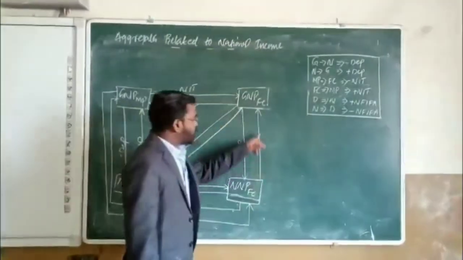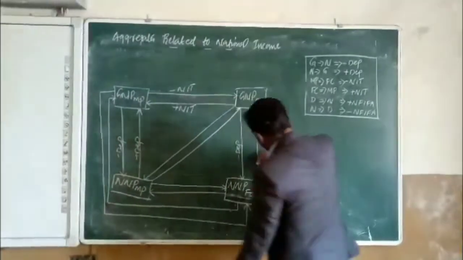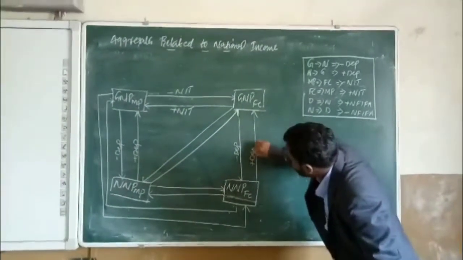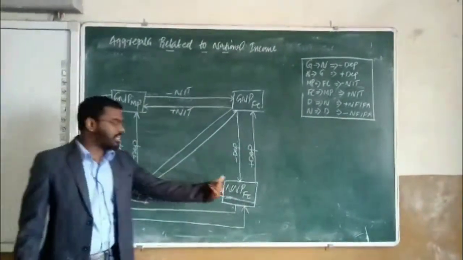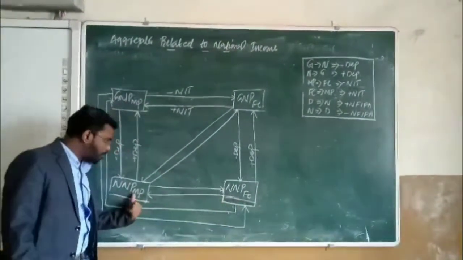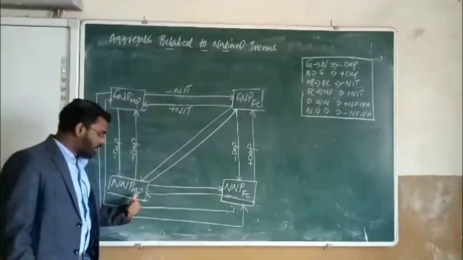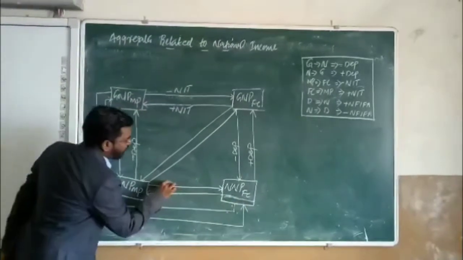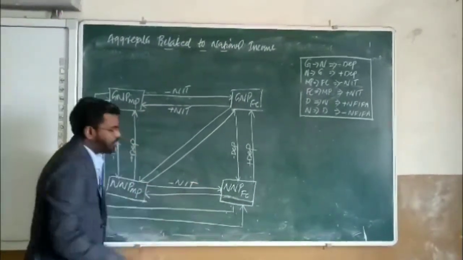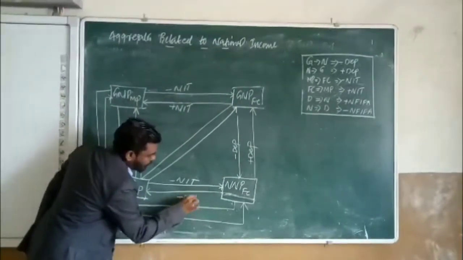Next one, NNPFC into GNPFC. How? By adding depreciation, plus depreciation. Next one, NNPFC into NNPMP, and NNPMP into NNPFC. Both are NNP concept, but the difference is MP into FC. MP into FC means minus NIT.